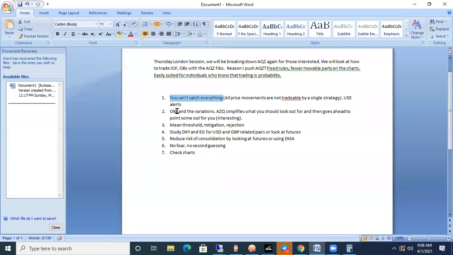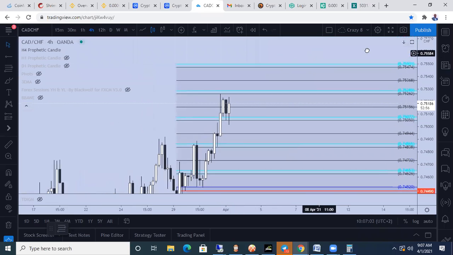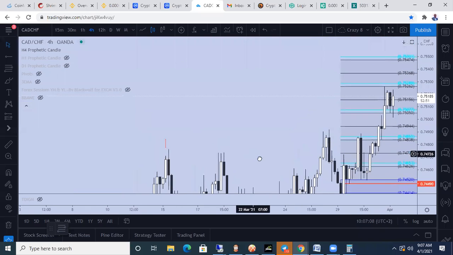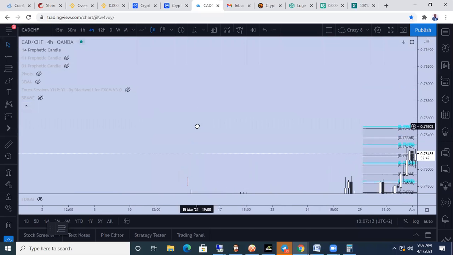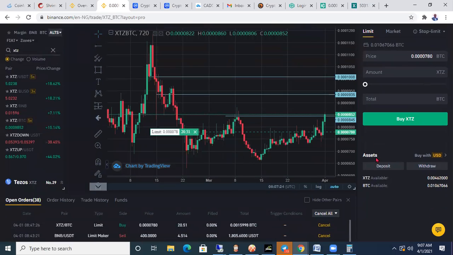All right, so let's look at OBs for those of us simply pips that are fascinated with OB. And we'll now look at how AQZ simplifies the whole of this. I'll explain the concept of OBs by using an exchange. So here I have my Binance on.